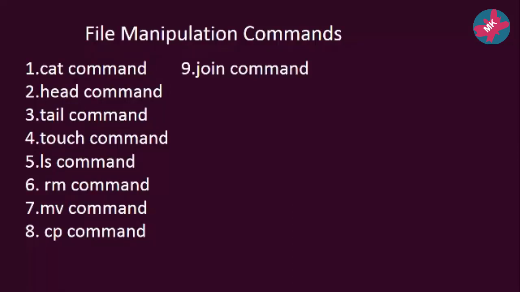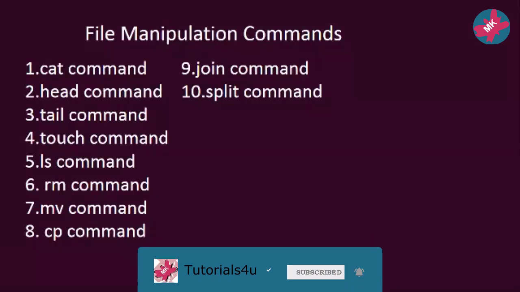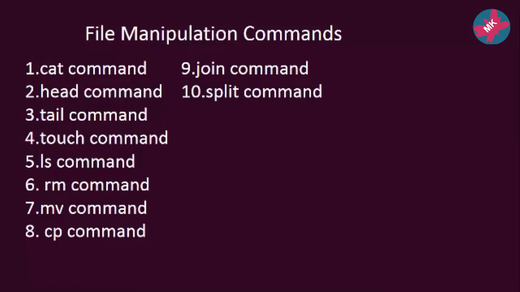Then next is the join command. Suppose two files are given to you. Based on some common element that is present in both the files, you want to combine them, then the join command is used. Then the split command. The split command is used when you have a very large file and you want to break it down. By default 1000 lines per file are created, but this can also be changed. Say I want to split my larger file into numerous files of 10 lines each, then I can use this split command.